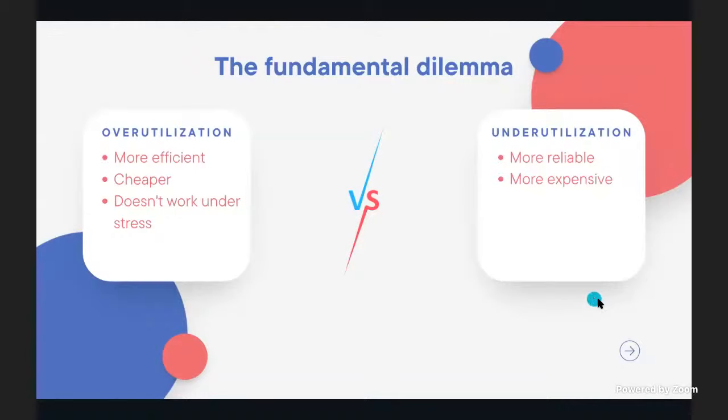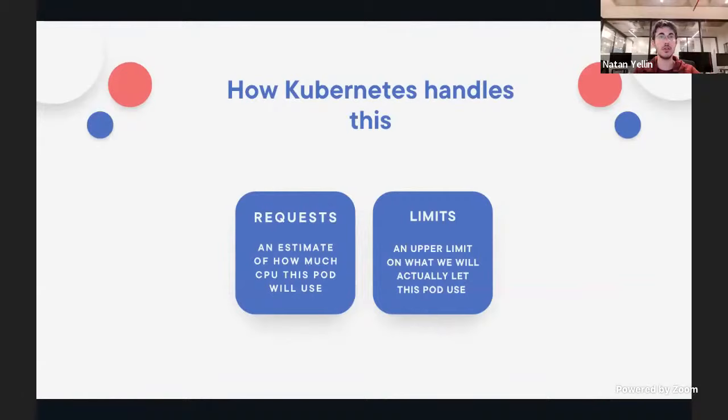Okay, so the way that Kubernetes handles this is Kubernetes has two fundamental concepts that it uses to take this fundamental complexity and make it manageable. And those two ways are requests and limits. The request is an estimate of how much CPU this pod will use. And the limit is an upper limit on what we are actually going to let that pod use.